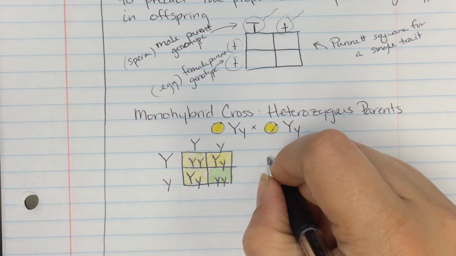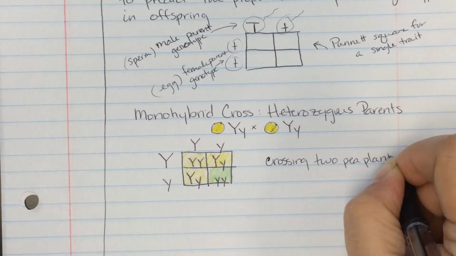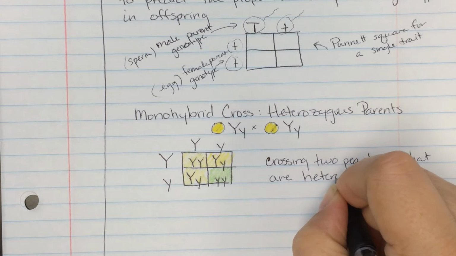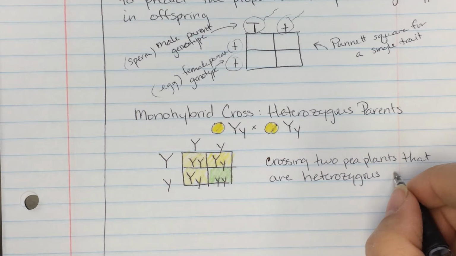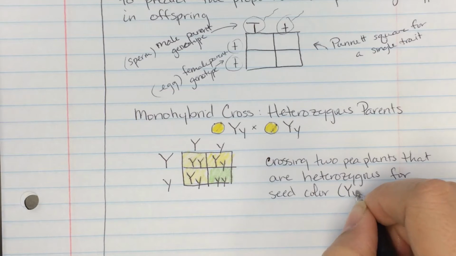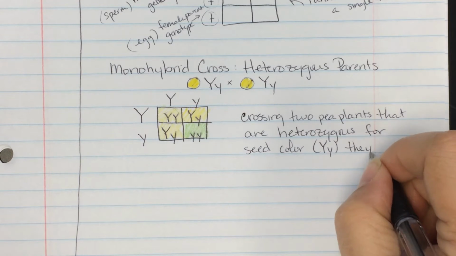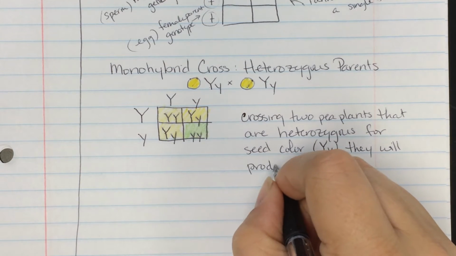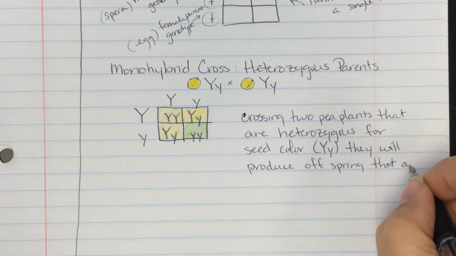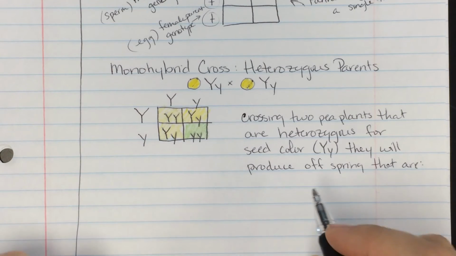So our little narrative, if we are crossing two pea plants that are heterozygous for seed color, which means they are big Y, little y, they will produce offspring that are, all right, now here's where we get the ratios. So let's do our genotype ratios first.